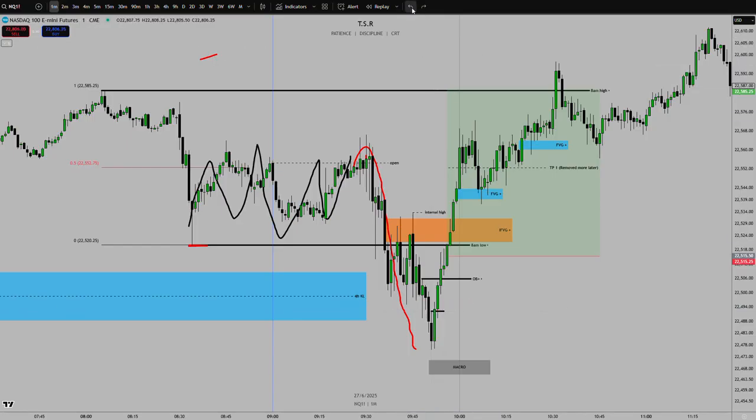So let's just remove some of these drawings. We manipulate below all these lows, taking out liquidity. What is next?